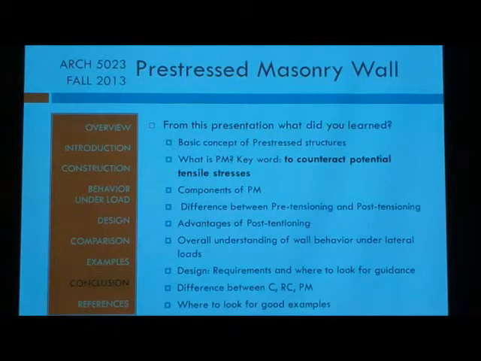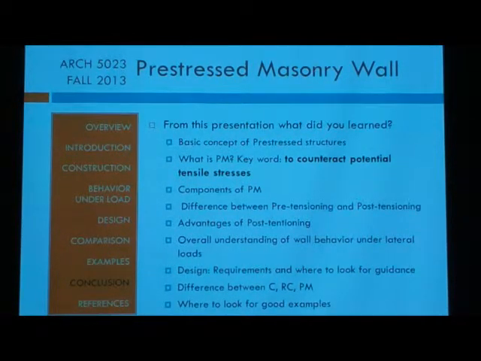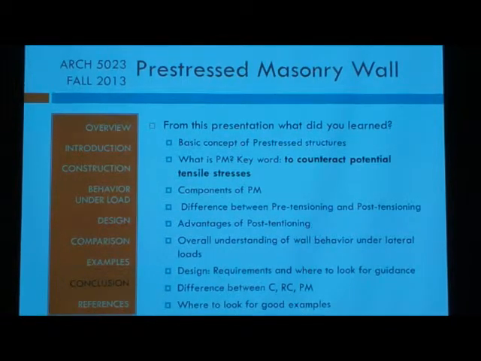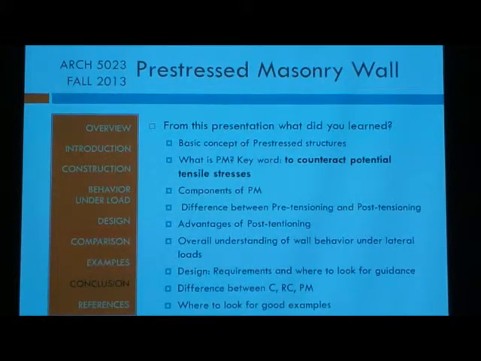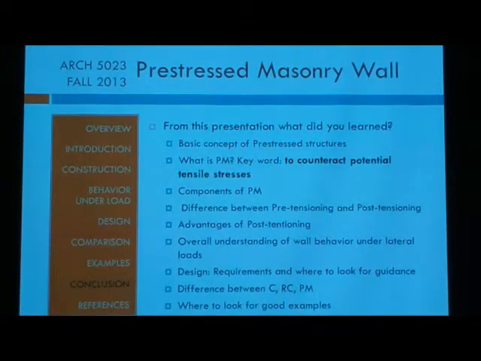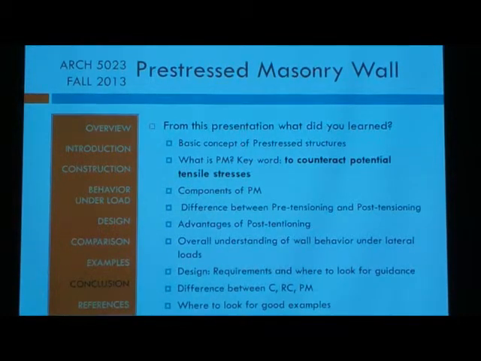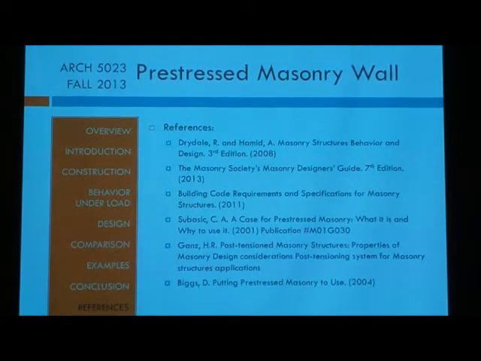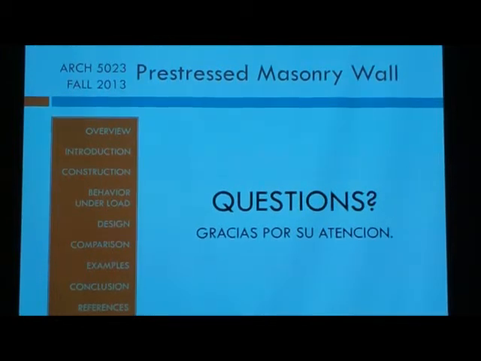Okay, now what did you learn from this presentation? Now you have a really basic idea of what pre-stress structures are and what a pre-stress masonry wall is. You just need to think about how you have to counteract those potential tensile stresses. Now you know a little bit more about the pre-stress masonry wall components, the difference between pre-tensioning and post-tensioning, the advantages of using the post-tensioning method, and an overall understanding of the wall behavior under loads, designs, and where to look for guidance, the difference between an ordinary masonry wall compared to reinforced masonry and pre-stress, and where to look for examples. These are my references, and does anyone have any questions?